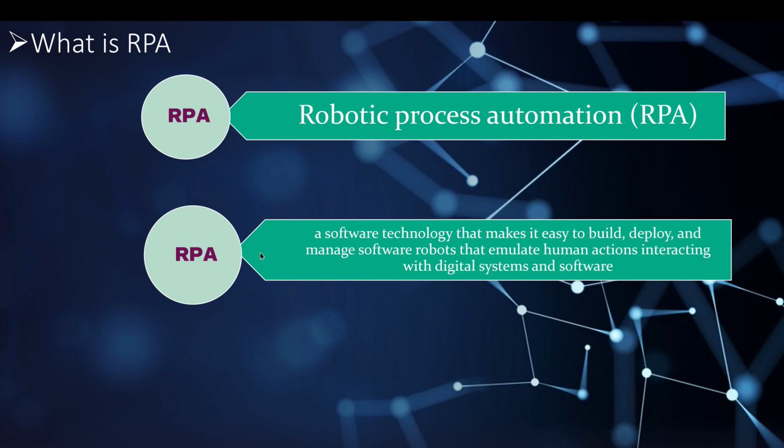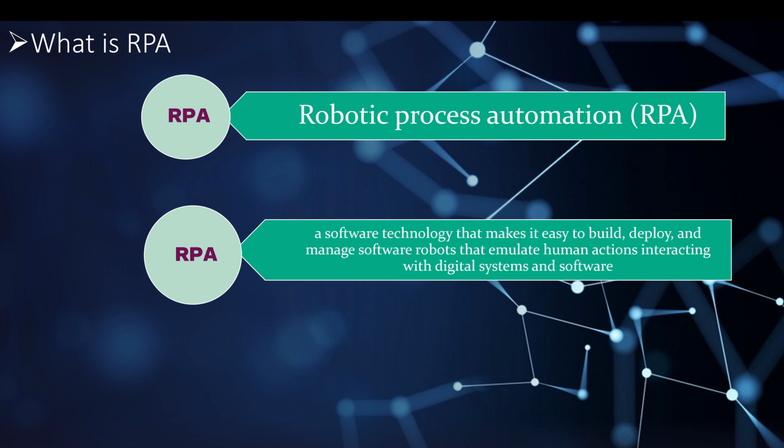Understood? So, RPA, using this technology, we are going to build a software, we are going to deploy a software, and we are going to manage a software which is enacting human actions, interacting with digital systems and software. I think you got a clear idea what this technology means.